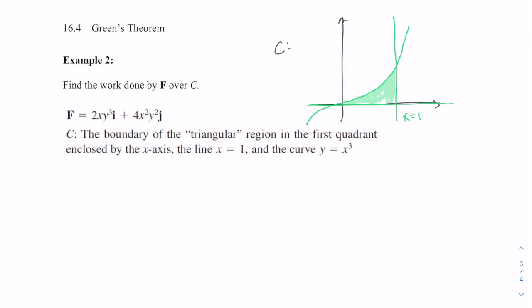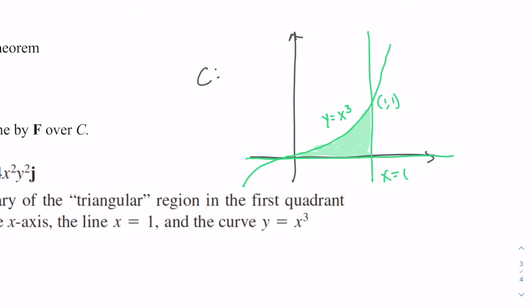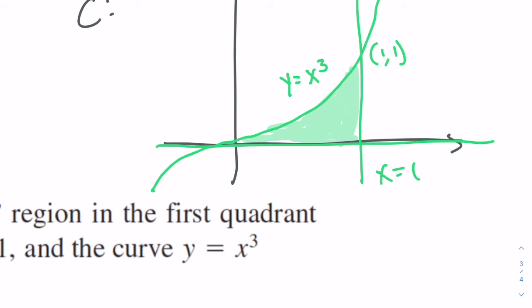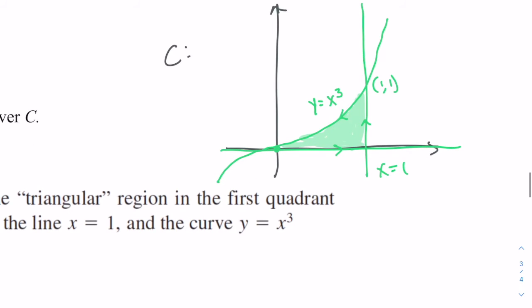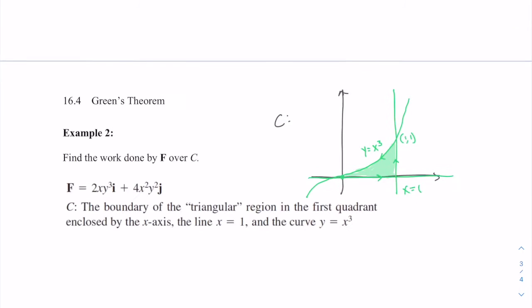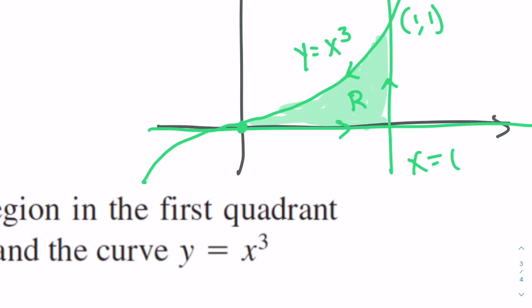It just has a little bit of a curved top, where the top of this is the curve y equals x cubed. This intersection would be 1, 1, right? Yes, 1, 1. There we go. So that is our region, and we're going to traverse it like this, right? So we're starting here, and we go up and down. So similar to example 1, this one would also have to be written as the sum of 3 line integrals, but we're not going to do that. We're just going to use Green's theorem to write it as one double integral over this region R.